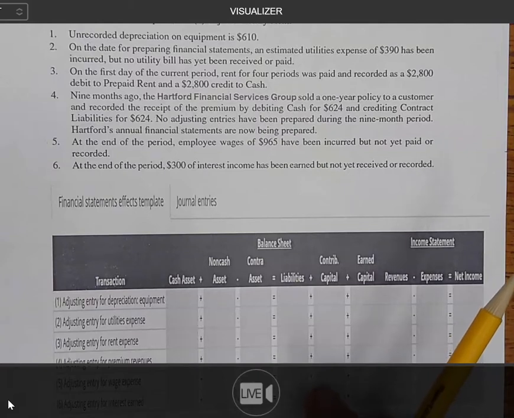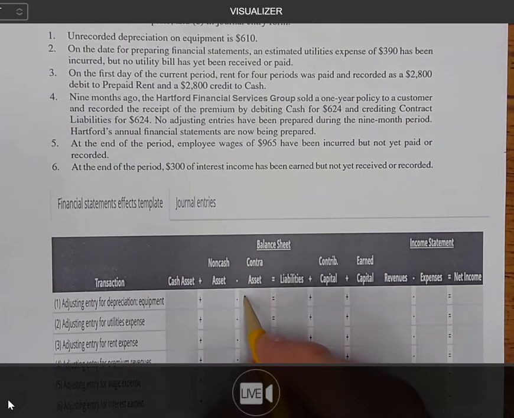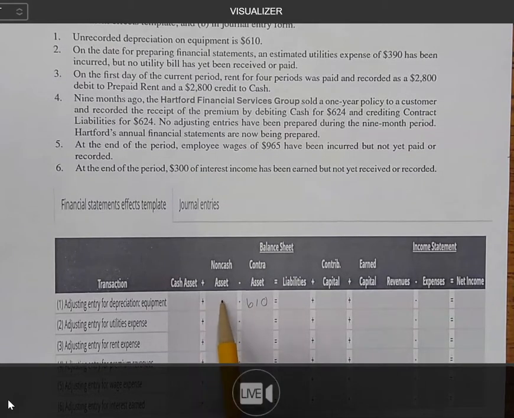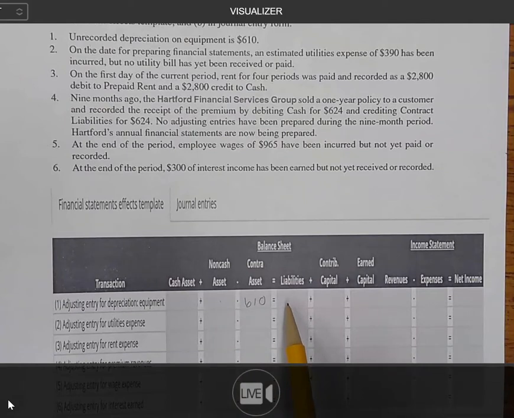On the balance sheet, depreciation exists in the form of a contra asset called accumulated depreciation. All right, so here's our contra asset. It doesn't tell us that it is accumulated depreciation, but that's what it is. Nothing happened to cash. The non-cash asset, the equipment, we don't mess with due to the historical cost principle, so we wouldn't have anything here. Liabilities have not been impacted. Contributed capital or owner investment has not occurred.